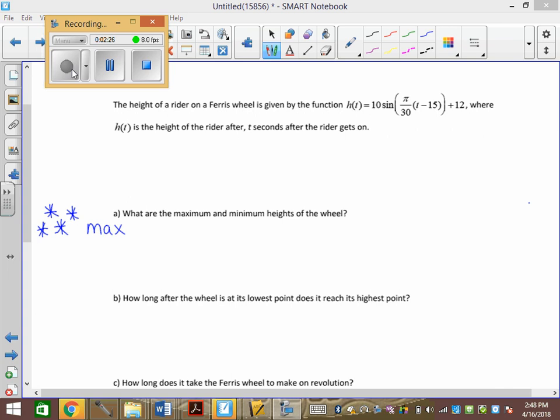How could you get your minimum then? Take your D value, which is the middle of your graph, and subtract your amplitude. Because where do your amplitudes meet? At your midline, right? So it's really easy to get your max. If you take your D plus your amplitude, you'll get your max. What's our D in this case? 12. What's our amplitude?